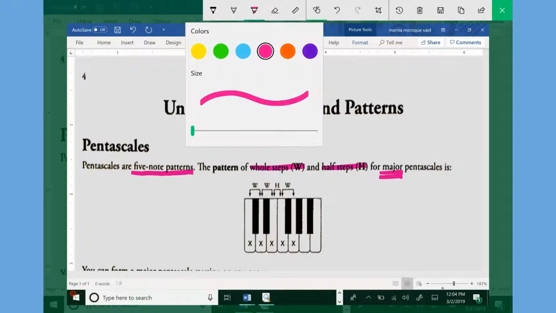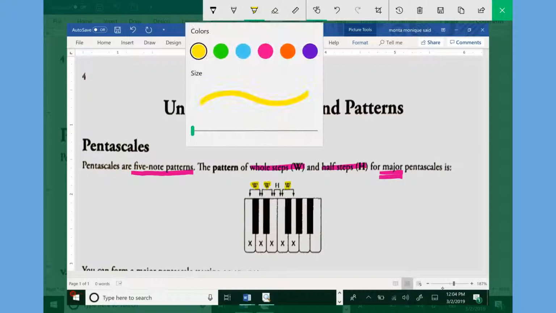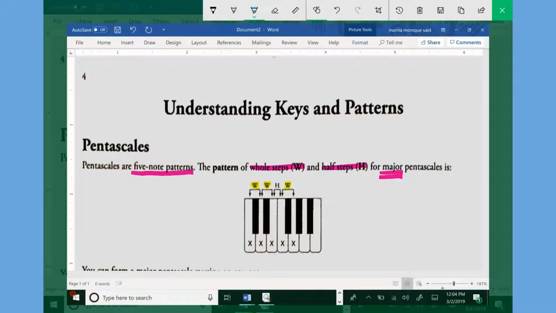Let's take a look. Do you remember when we were playing the pentascale on our keyboard, we had a series of whole steps and half steps? Let's look at the whole step, whole step, whole step. But what comes in between? Do you remember? It was a half step.